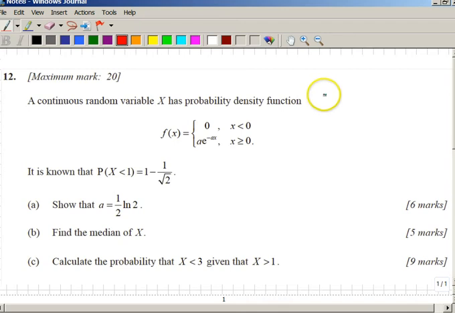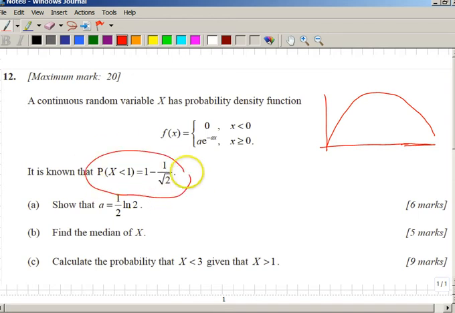Remember, a probability density function is some curve that gives the probability of something happening, and that probability is going to be the area under the curve from 0 up to that point. For example, it's told to us that the probability that x is less than 1, so let's say 1 is right here. So the probability of an event being 1 will be the area under the curve from 0 up to that point. And that's given as 1 minus 1 over root 2.